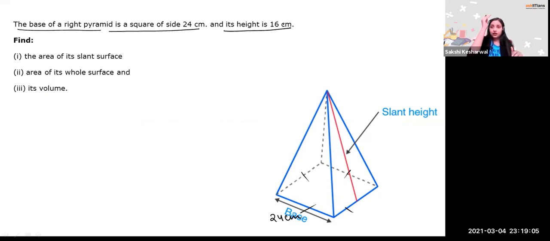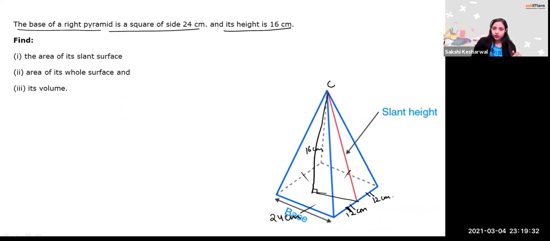Height is basically what you have drawn from the apex to the base, right? When you have drawn from the apex to the base, this is going to be 90 degree, right or not? Yes. And if you're going to join this point, so this length will be how much? This is going to be 12 centimeter, and this is going to be 12 centimeter, right? And the height is 16 centimeter. So what is the slant height?